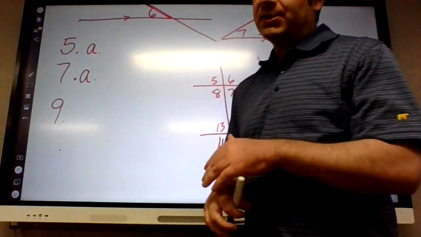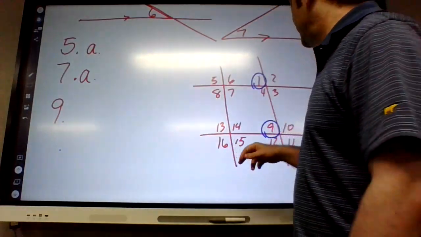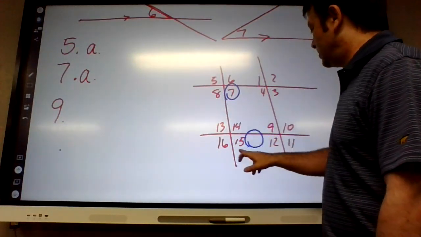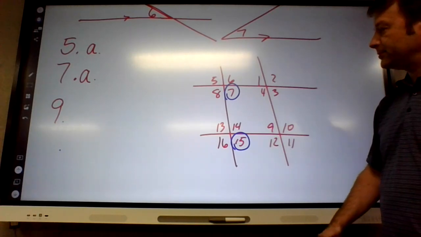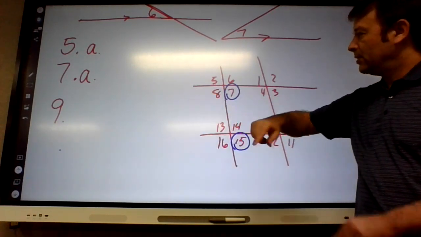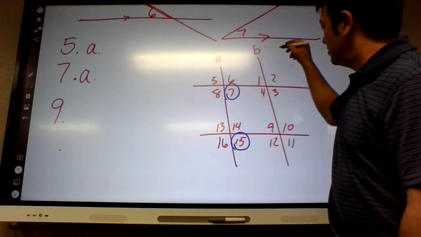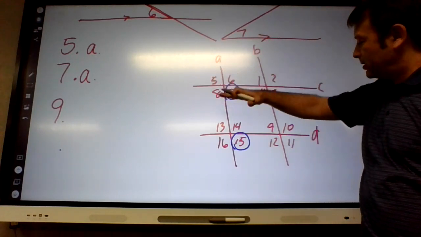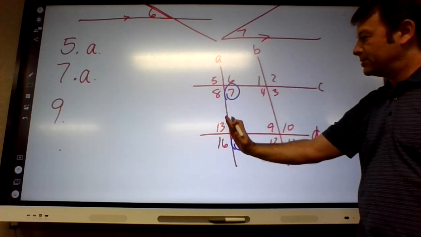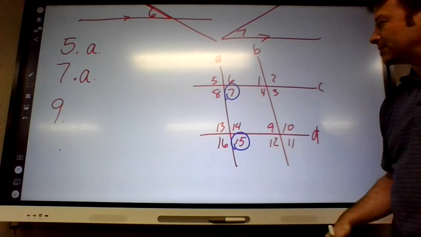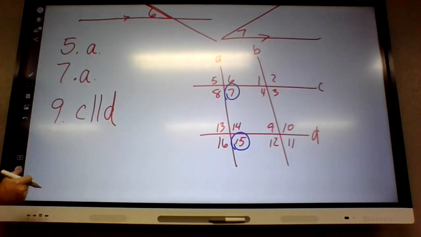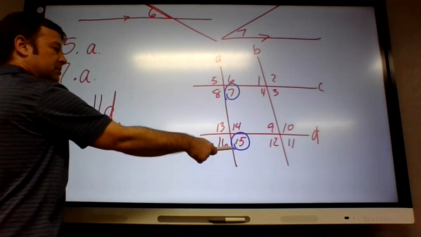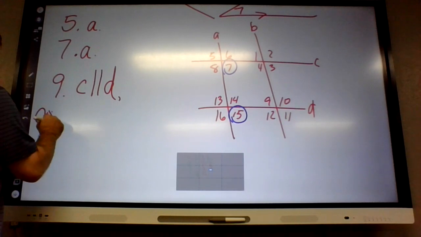Okay, the first one, number 9, says angle 7 and angle 15. That's there and there. So if those are the same, what lines must be parallel? A and B. Yes, A and B. They're created by lines C and D and the transversal A, right? So line C is parallel to line D. Because why? What kind of angles are those? Corresponding angles. Corresponding angles are congruent.